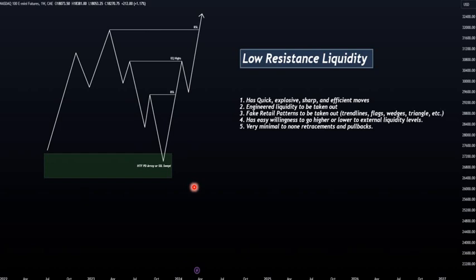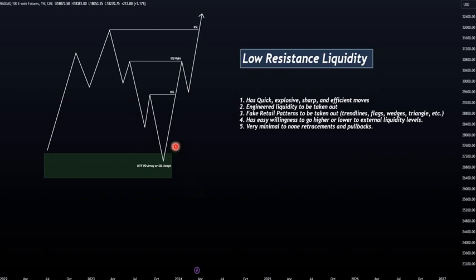And even with low resistance liquidity runs, if you catch a fractal entry, which are not high probability entries, you can get stopped out on those a lot. You can pretty much almost every single time get stopped out on fractal entries because of low resistance liquidity.